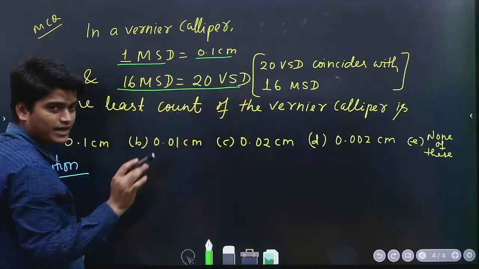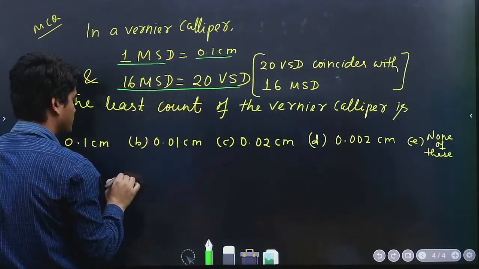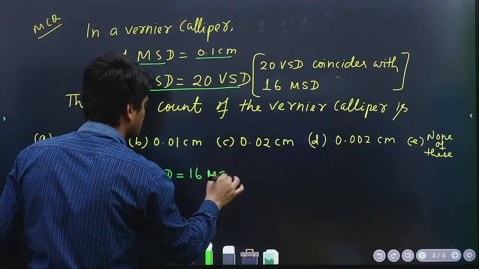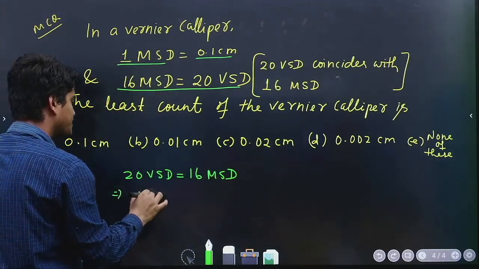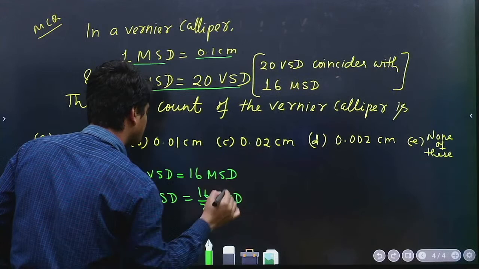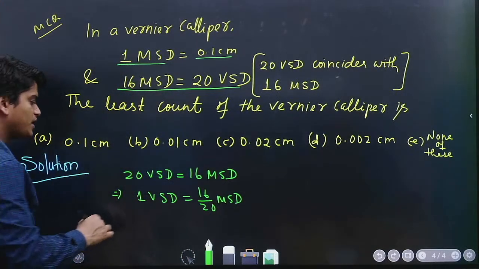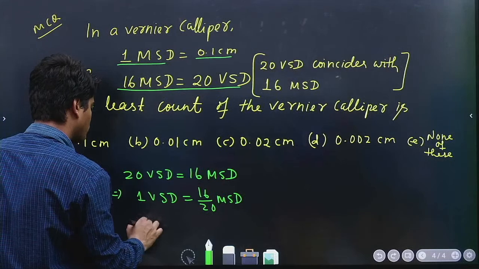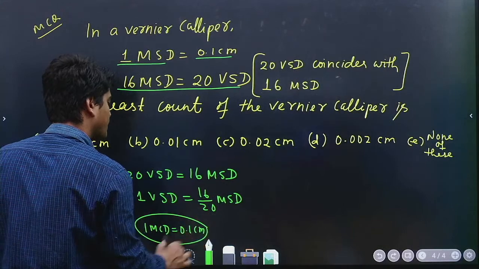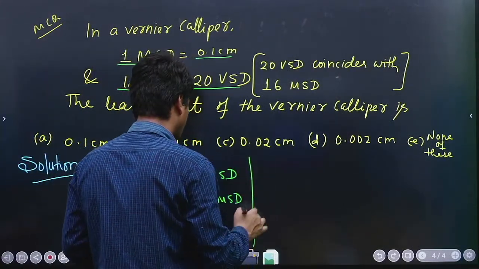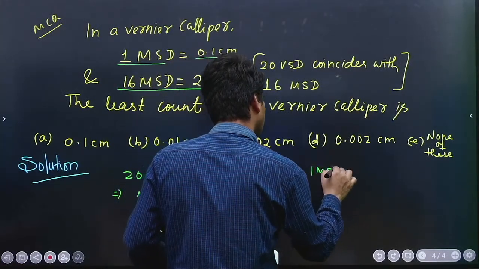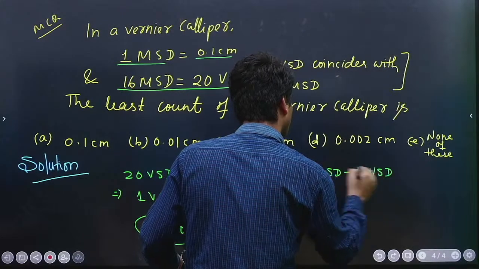But 1 VSD is directly not given. So 1 VSD you need to find from here. So what you take? 20 VSD how much? 16 MSD. Then 1 VSD how much? 16 by 20 MSD. Yes or no? Then 1 MSD already you know. 1 MSD how much? 0.1 centimeter. Okay. So keep this 1 MSD, keep 0.1 centimeter. Now see here. Here you can take least count how much? 1 MSD minus 1 VSD.